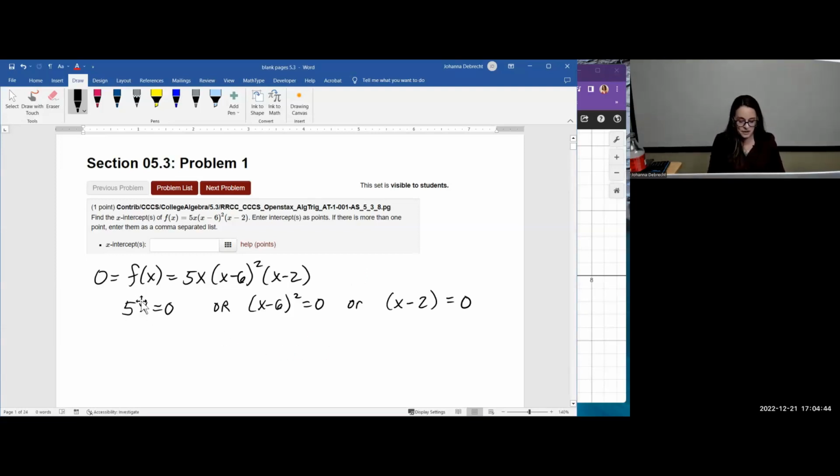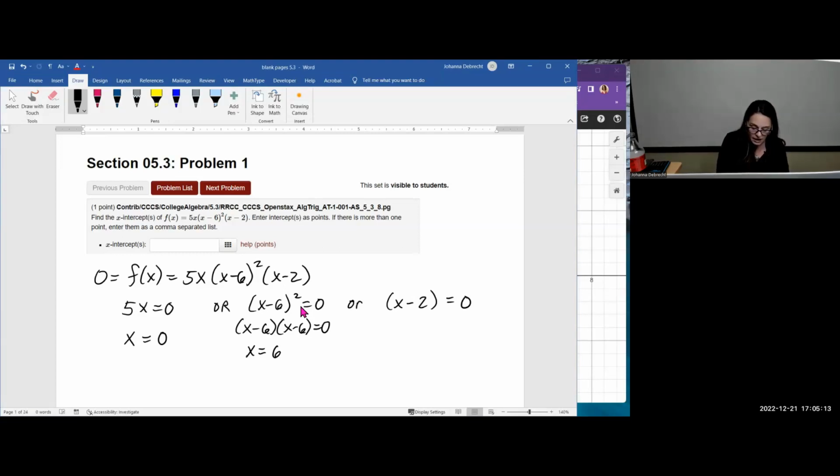Now let's look at this one. 5x equals 0. Dividing by 5 still gives me x equals 0. What about this one? This sometimes messes students up because of the square, but keep in mind that this is just x minus 6 there 2 times. And that means that both of them are going to be the same. Now, it will count as 2 solutions, but both of the solutions are going to be the number 6.